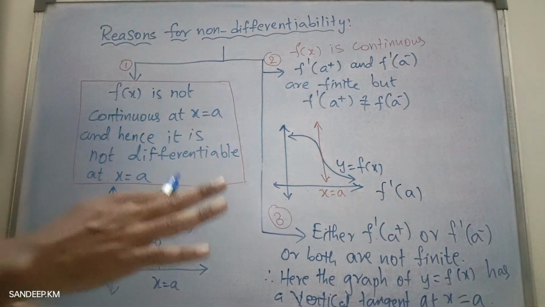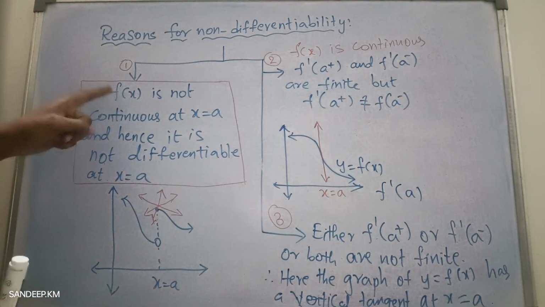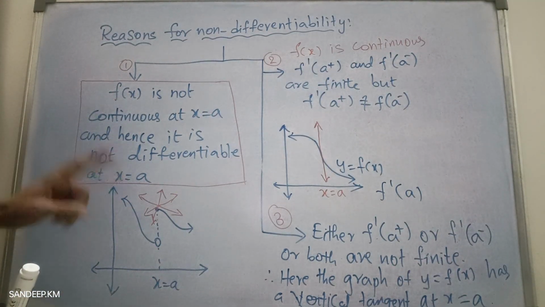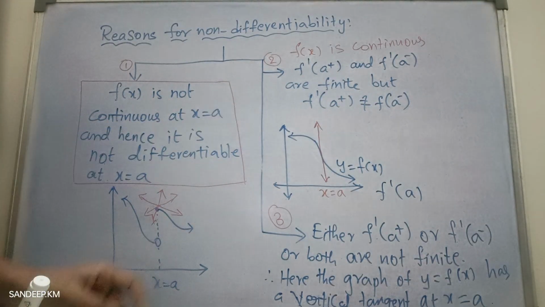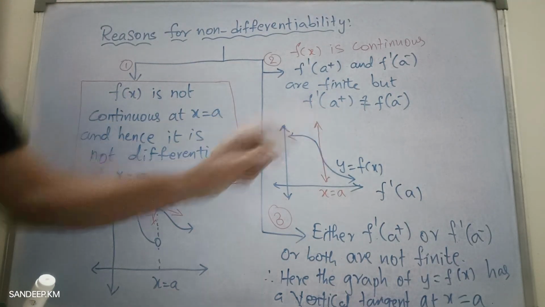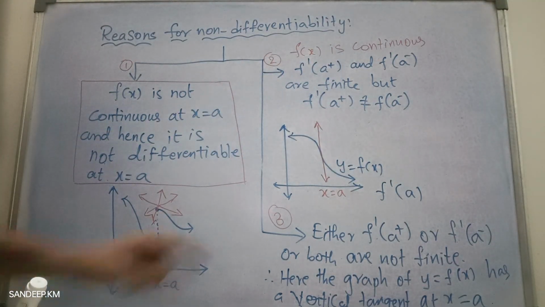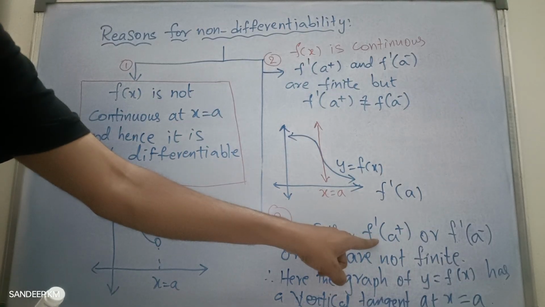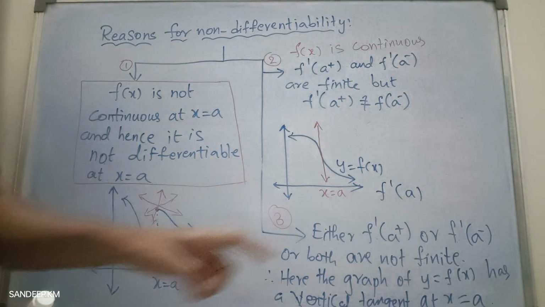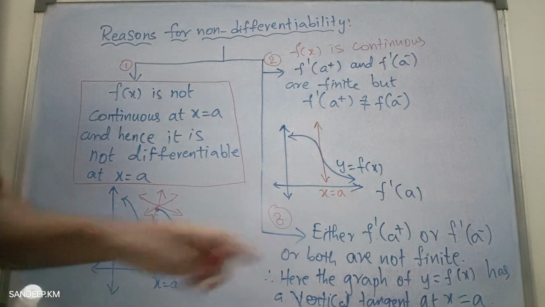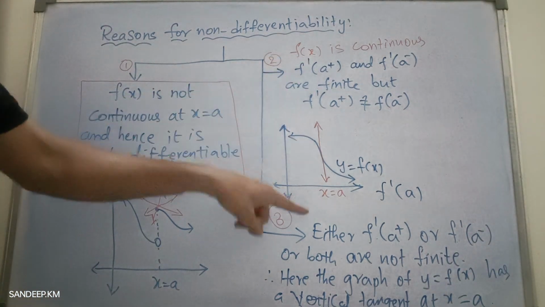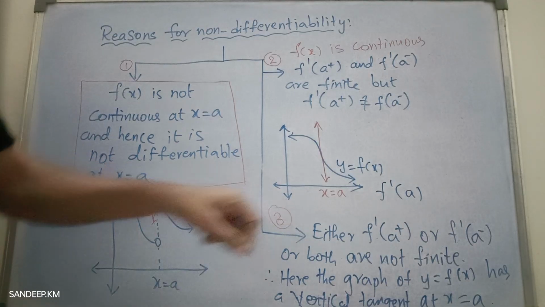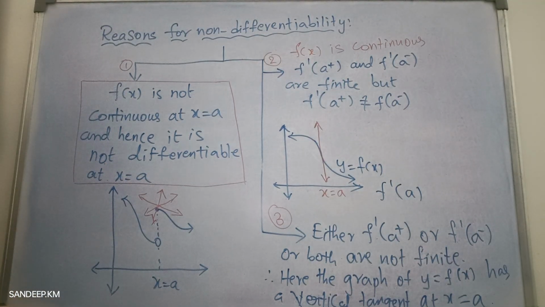Okay, now there are three reasons for non-differentiability. If the function is not continuous, it is not differentiable. Or if LHD is not equal to RHD, then the function is not differentiable. Remember, both are finite, but they are not equal. The function is not differentiable. And if either RHD is not finite, or if LHD is not finite, or if both of them are not finite, then also the function is not differentiable. In these two cases, f of x is continuous but not differentiable. So these are the three only reasons for a function to be not differentiable.